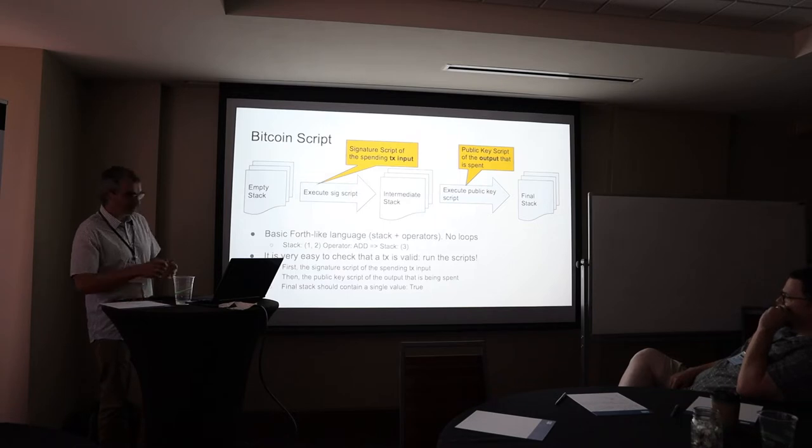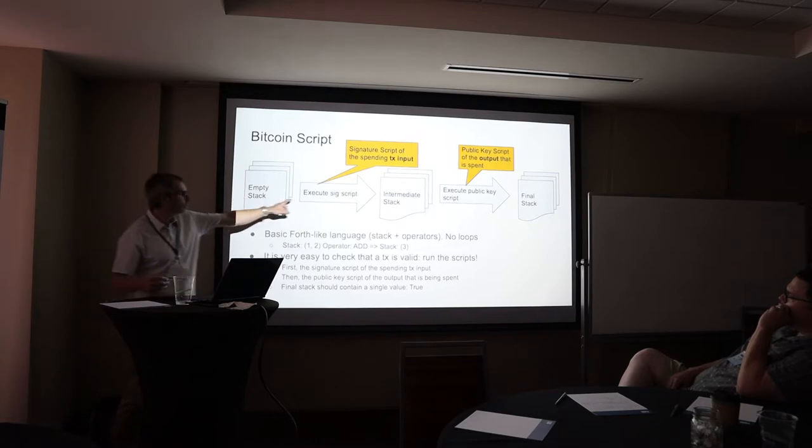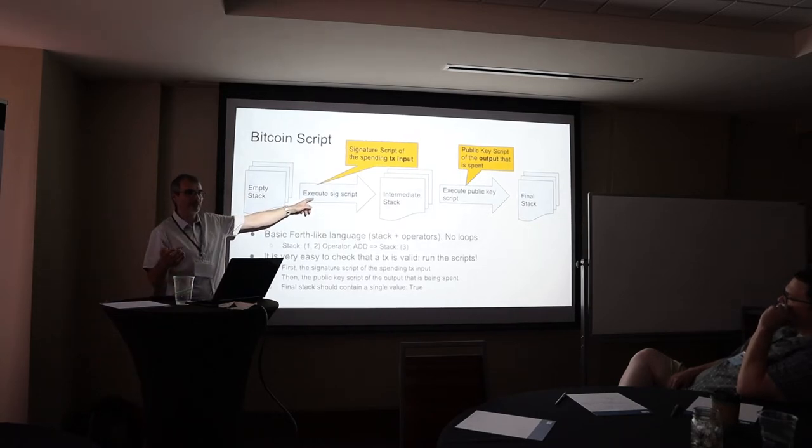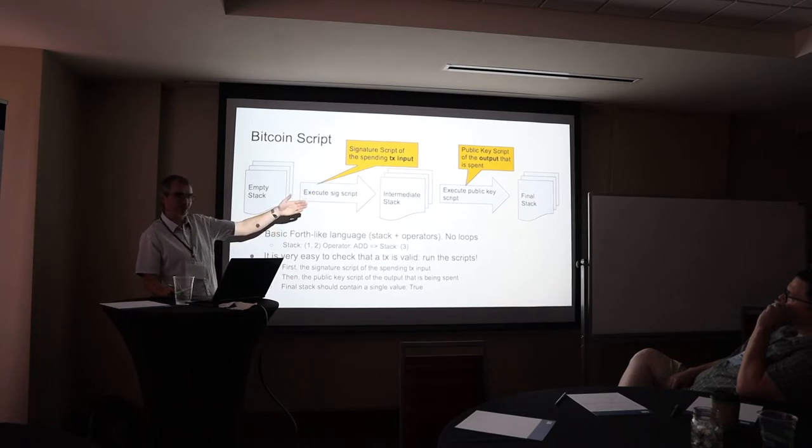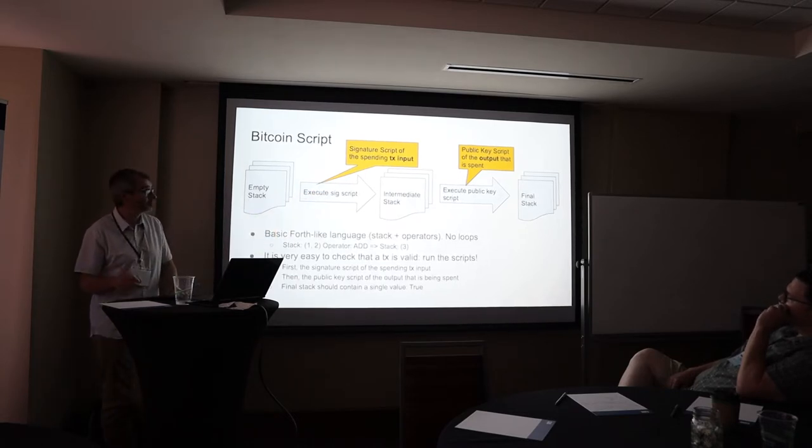So the way the script works, again: you start with an empty stack, you run the signature script, which is the script that you provide in your transaction input to prove that you can actually spend that input. You get a stack. You run the public key script of the output that you are trying to spend on that stack, and you get a final stack. If everything is fine, you have one element on that final stack, and that element is the value 1. If you don't get that single element with the value 1, it means your script verification failed and your transaction is not valid. So that's how it works.